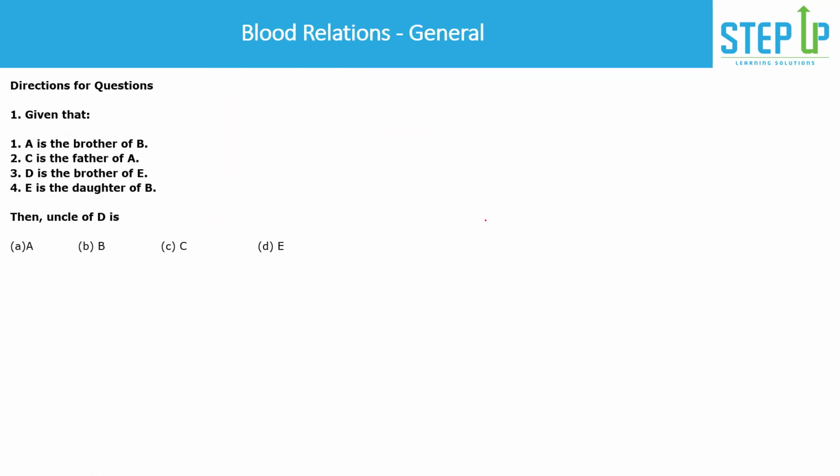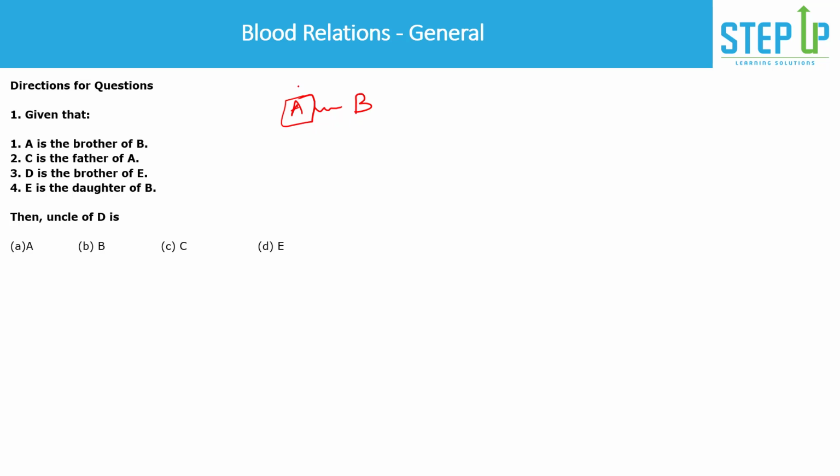The first one says, A is the brother of B, and so on. Instead of reading all these statements in one go, we will read them one by one and put them in the notation format. He says A is the brother of B. That means A is the brother. Brother, sibling, we will represent like this. Because I know A is the brother, that means male. B, I don't know, so I will not put anything.